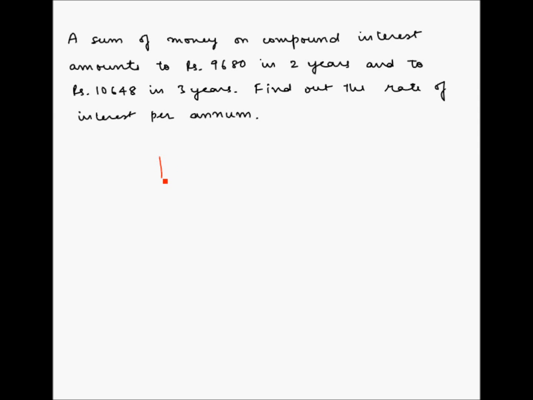So here, let's say a sum of money which is P rupees has been deposited in the bank, and the bank is paying interest on a compounded basis. Now at the end of 2 years, so this is say the end of first year, this is the end of second year. So at the end of 2 years, the amount becomes 9,680, and at the end of 3 years the amount becomes 10,648, and this is the amount.